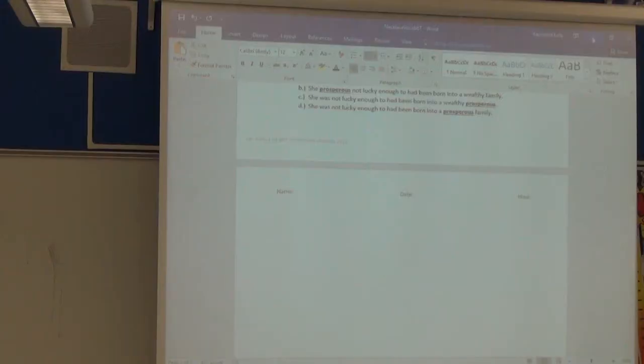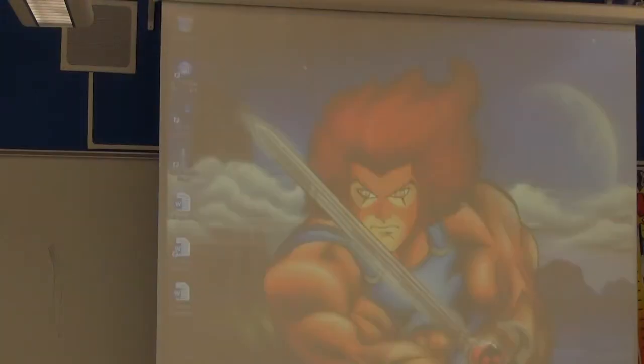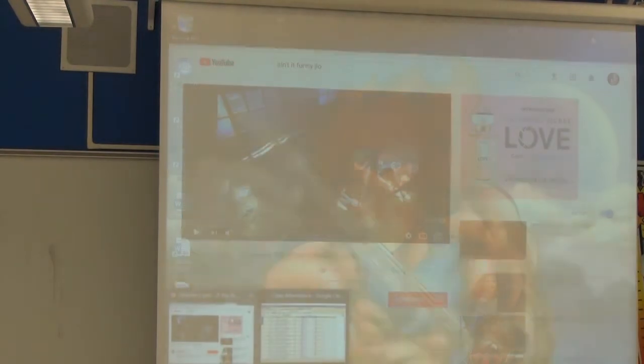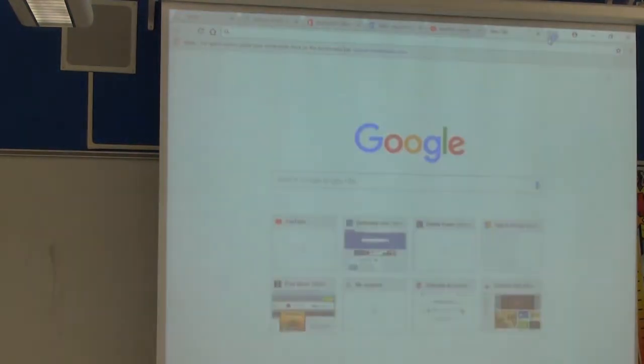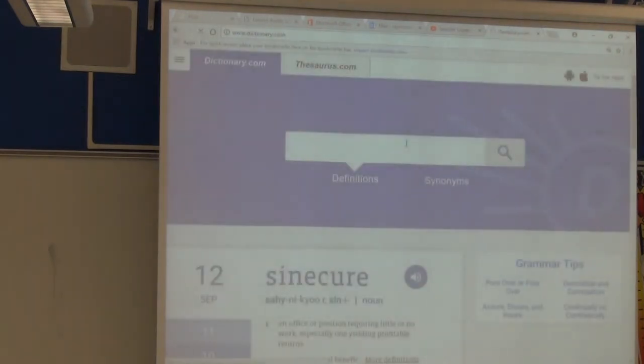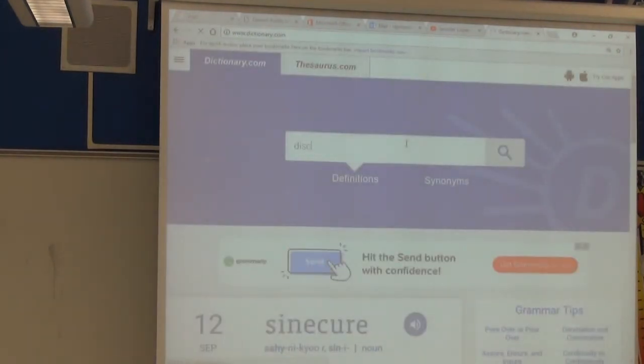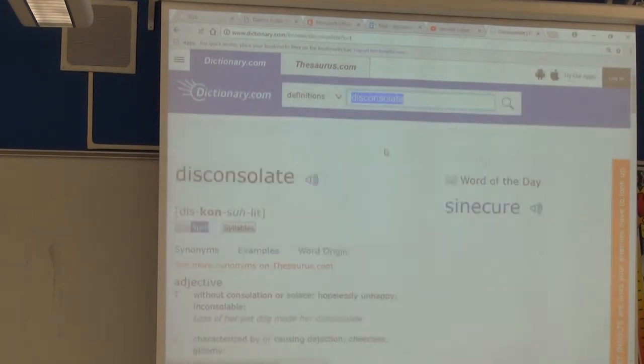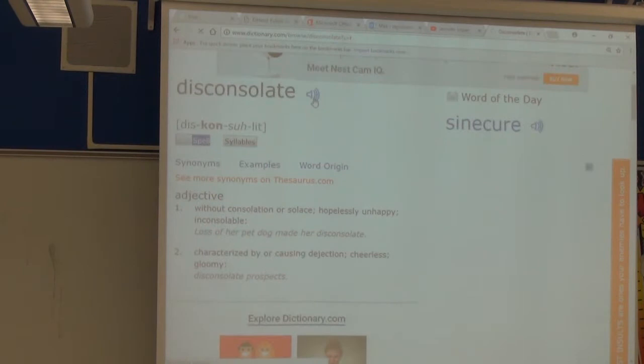Just know that the definitions that I get for the test are going to be from dictionary.com. Okay, so you can take your cell phone out and go to dictionary.com. We typed in the first word, disconsolate. Okay, and we know that if we press the icon, it'll pronounce it for us.